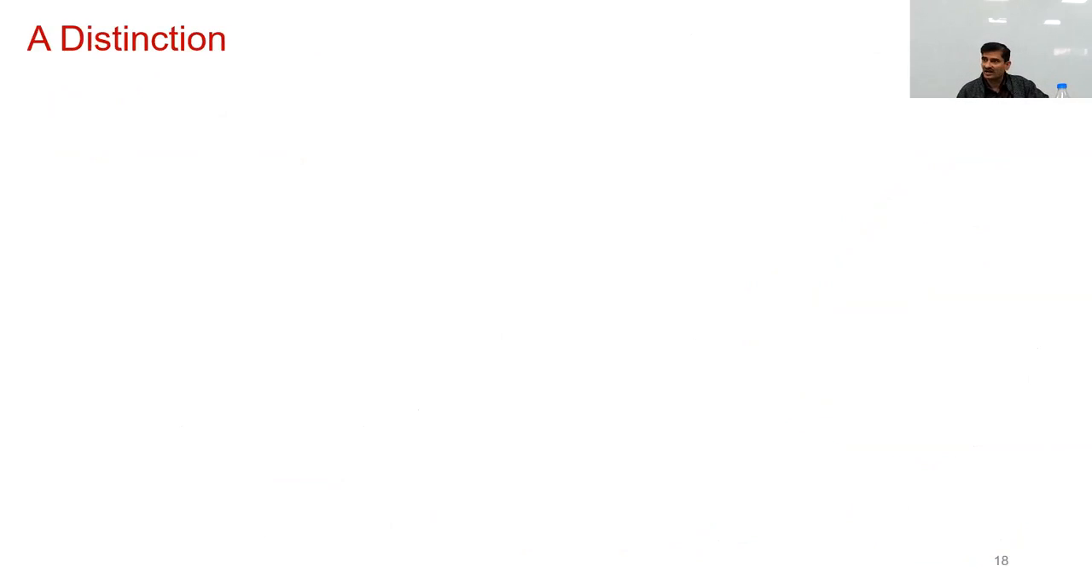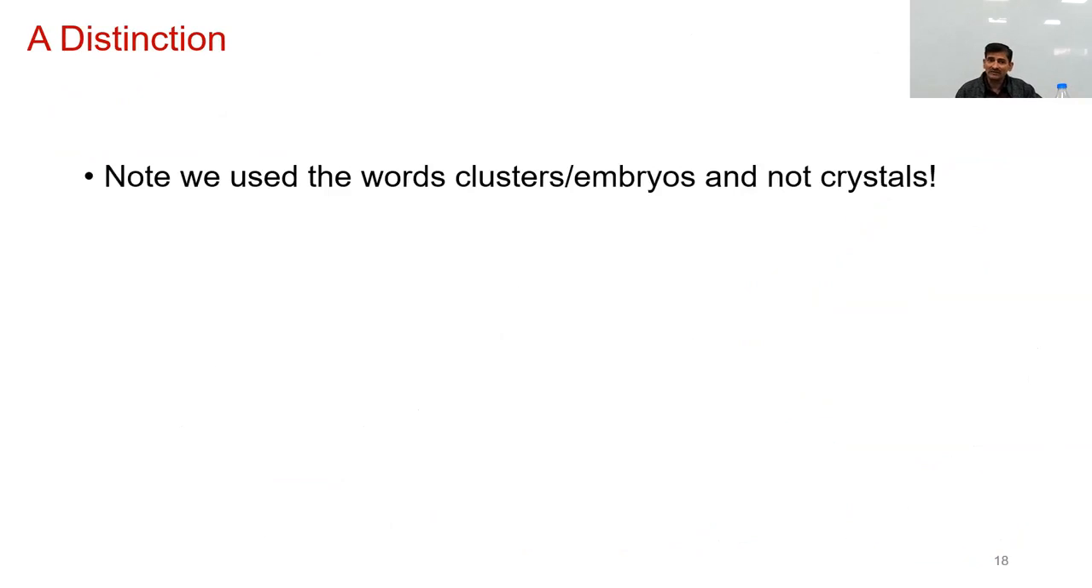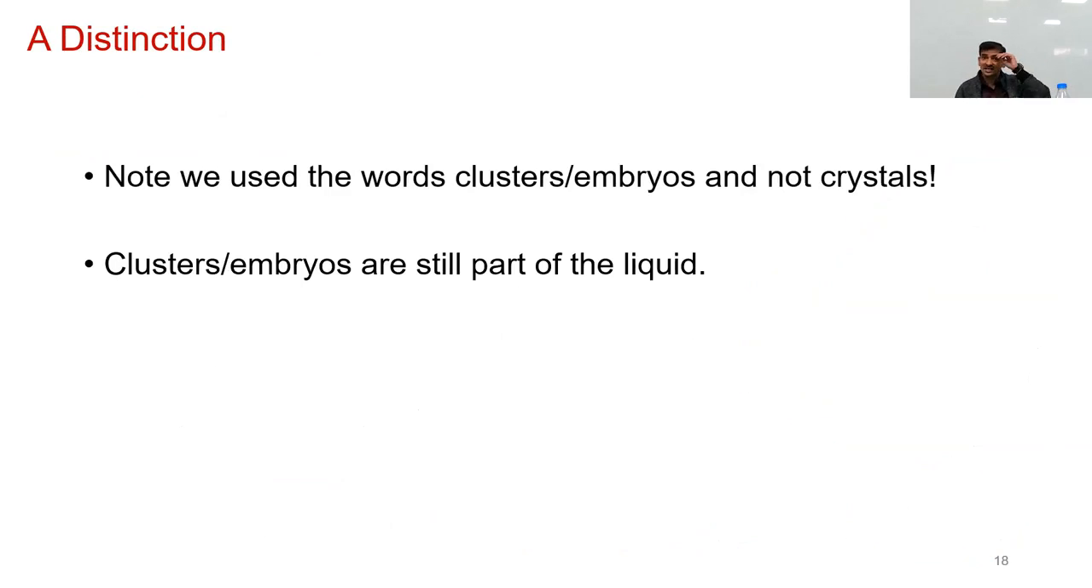So I'll first make a brief distinction. Note that we use the words clusters and embryos, and not crystals. Clusters and embryos are still part of the liquid. They are a temporary phase. They are continuously forming, and if the radius is below the critical radius r star, it's not energetically favorable for them to grow any further. So they die and go back to the liquid. The clusters disintegrate. But if the radius of these clusters is more than that critical radius r star, then as we saw, they are happy to get more atoms because that would lower their free energy further.